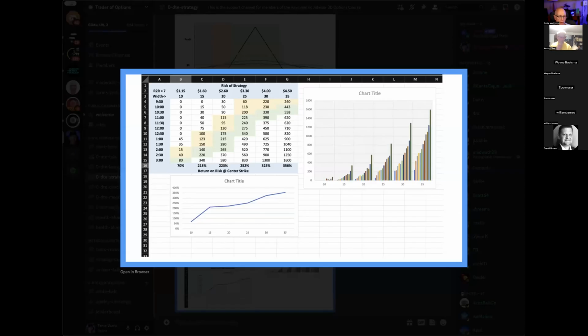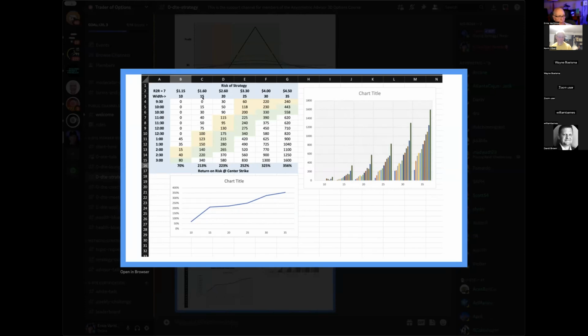Now, when I did this study, and the study is actually this little table here, and these charts are graphing the results, the volatility at the time was, I think, in the 26 to 27 range on the VIX. So significantly higher than it is now. And what I wanted to see was the difference between a narrow fly and a wider fly, and how the premium would grow at various times in the day.